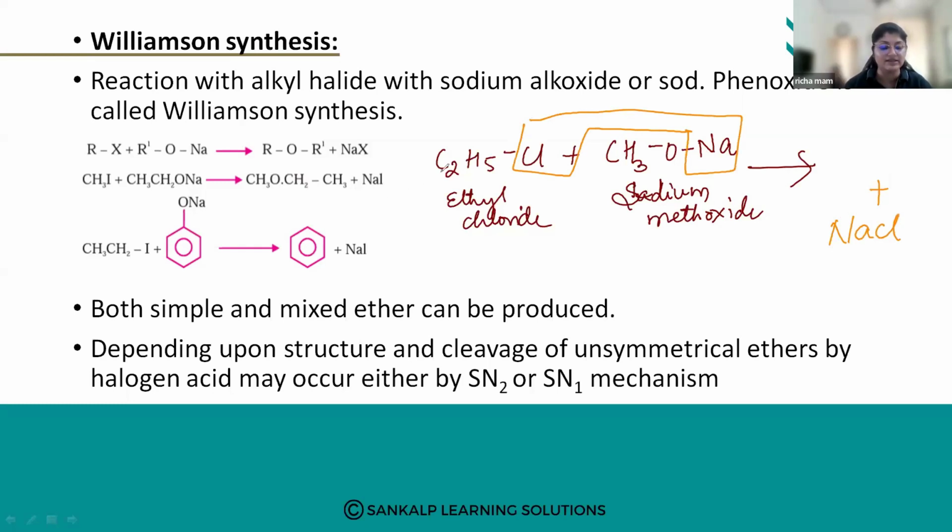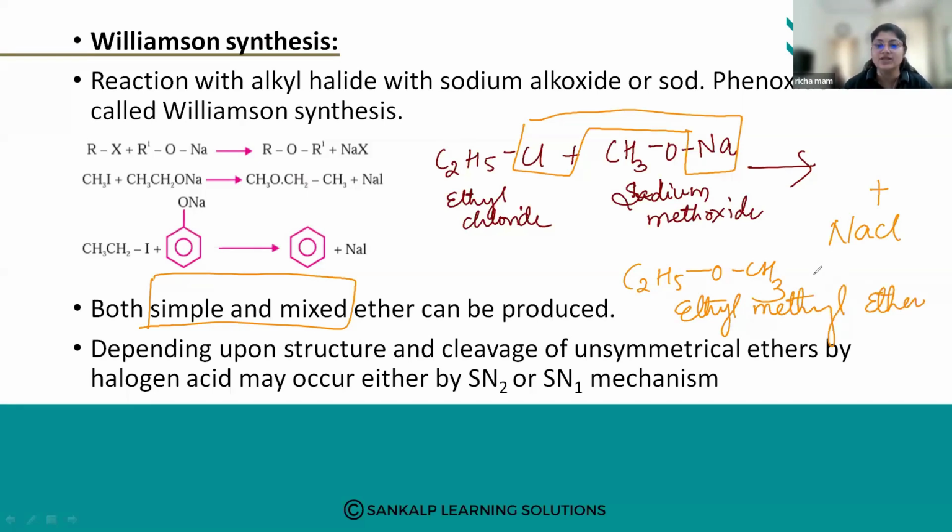So this is a Williamson ether synthesis. In this method, symmetrical as well as unsymmetrical, that is mixed, ethers can be produced. Na and Cl will combine to give you NaCl. What is the product? It is C2H5OCH3. So what is that? It is an ethyl methyl ether. Got it? So like this is the Williamson ether synthesis, you can produce both simple as well as mixed ethers.